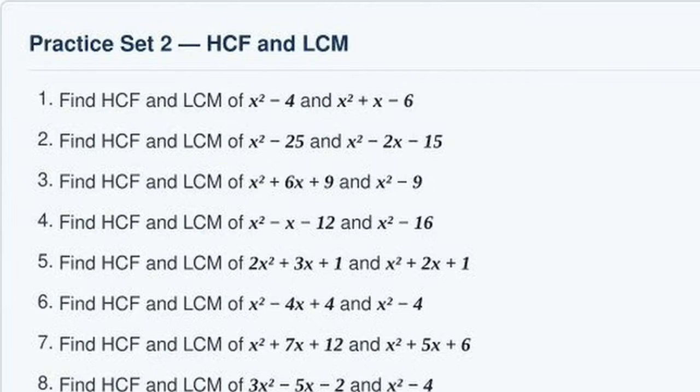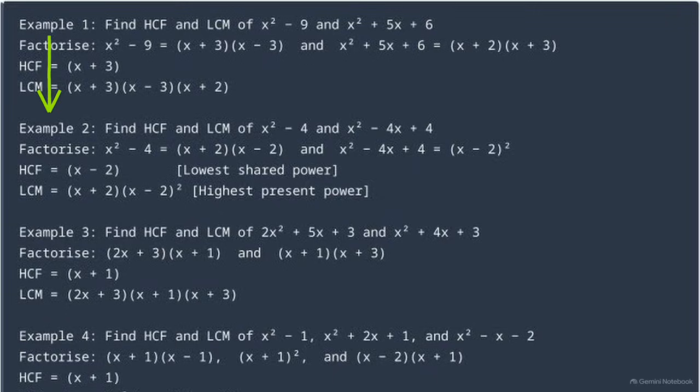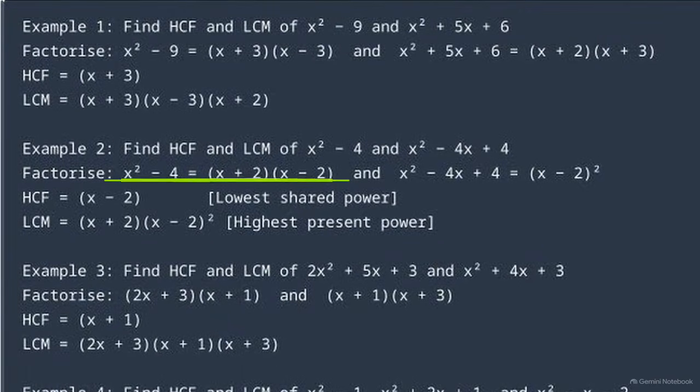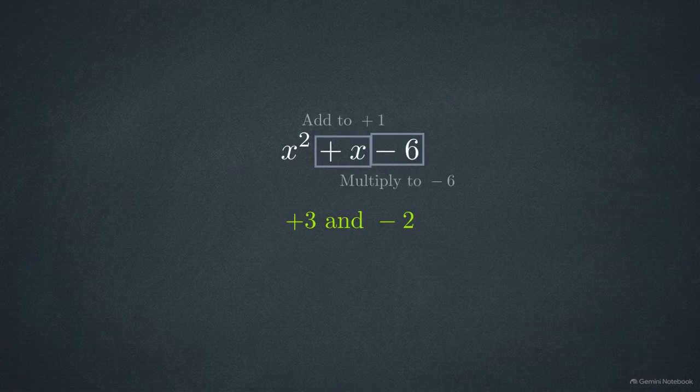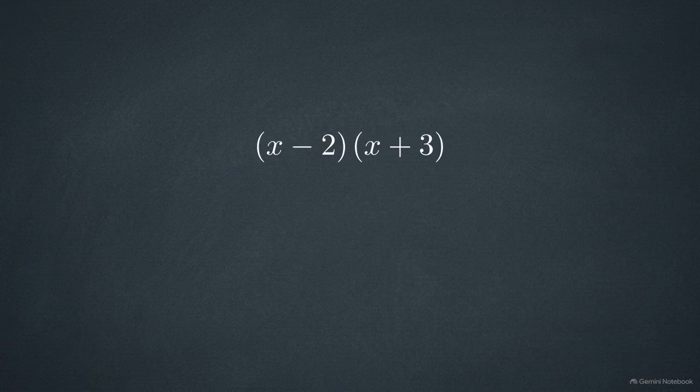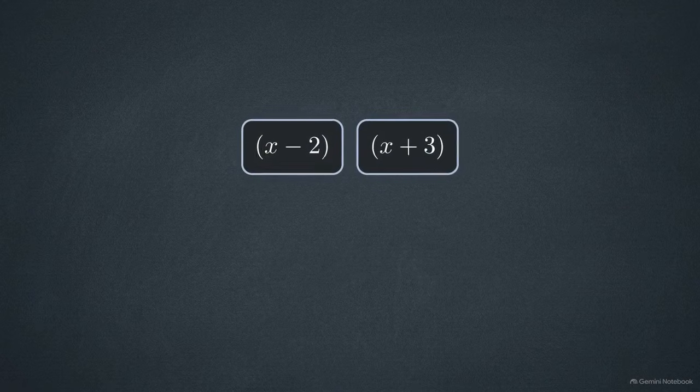This specific practice set moves to a higher level of complexity, finding the lowest common multiple of full polynomial expressions. As shown in this example, the first step is to dismantle these quadratics. The difference of two squares allows us to split x squared minus 4 into the factors x plus 2 and x minus 2. We do the same for the trinomial. Finding numbers that multiply to -6 and add to 1 splits the expression into x minus 2 and x plus 3. Once in parentheses, the entire expression functions as a single unit, just like a prime number.